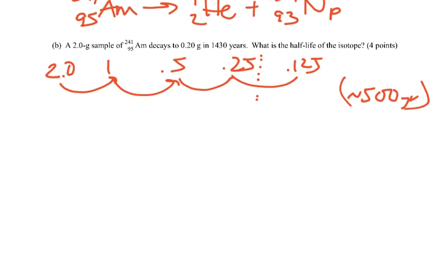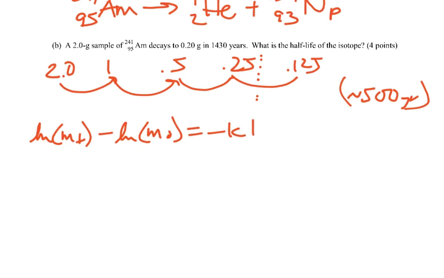But we're going to have to go back and use our actual equation. And we've seen this a couple times. Okay, so we're going to say natural log of the mass at time t minus the natural log of the mass at time 0 equals negative k times t. Well, what do we know? The total time is 1430 years. Okay, we want to find the half-life. So if we could find k, okay, then we could change that into the half-life.